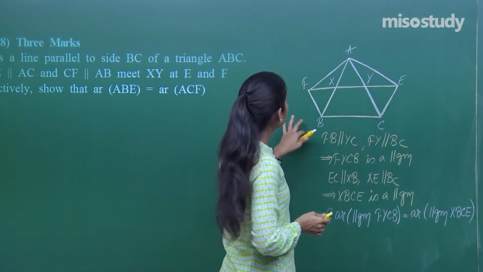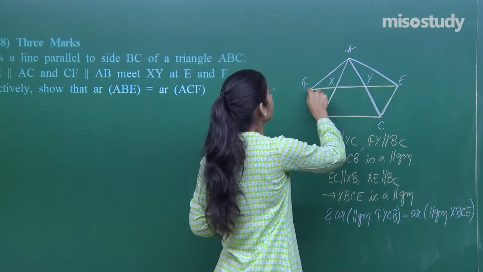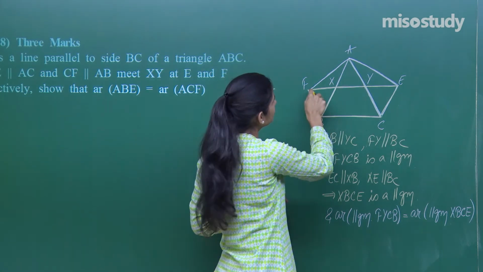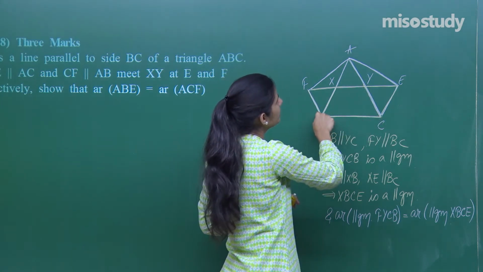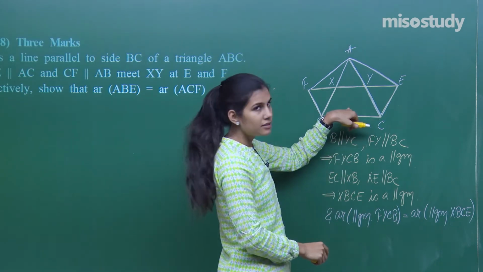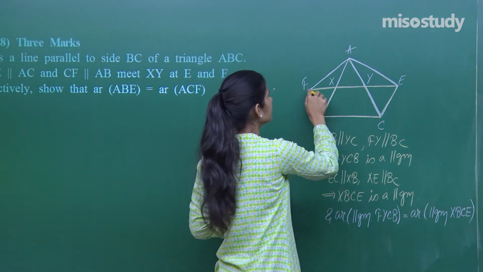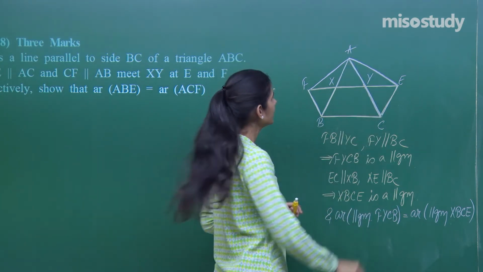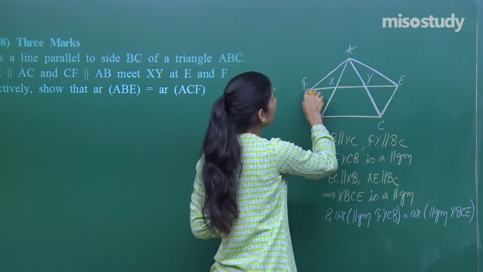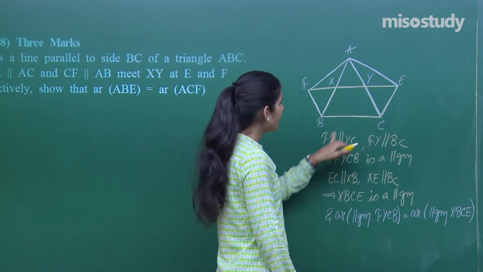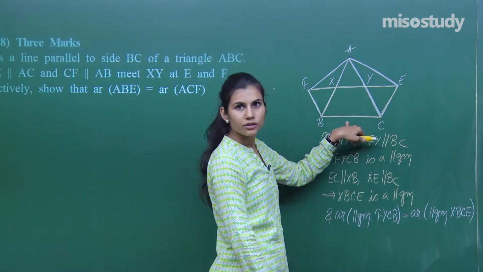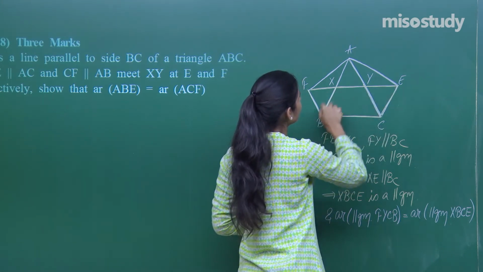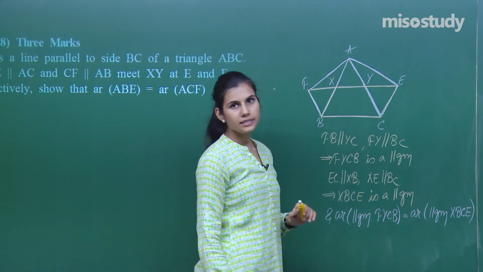Right. Now you focus upon one thing. This is a triangle and you have this as your parallelogram. Then you take this parallelogram and this big triangle ABC. Triangle ABC and parallelogram FBYC have the same base BC, right? And moreover, this parallelogram and again this triangle have the same base BC.